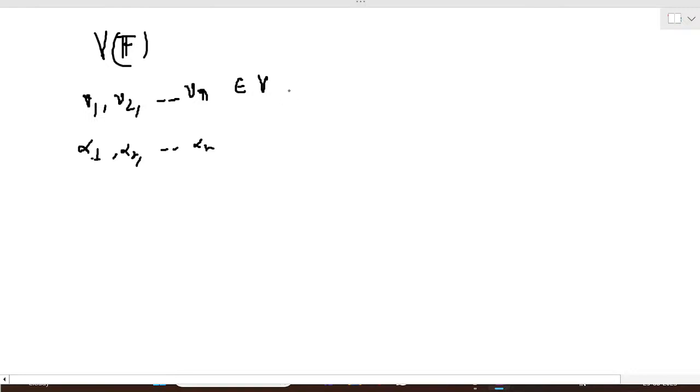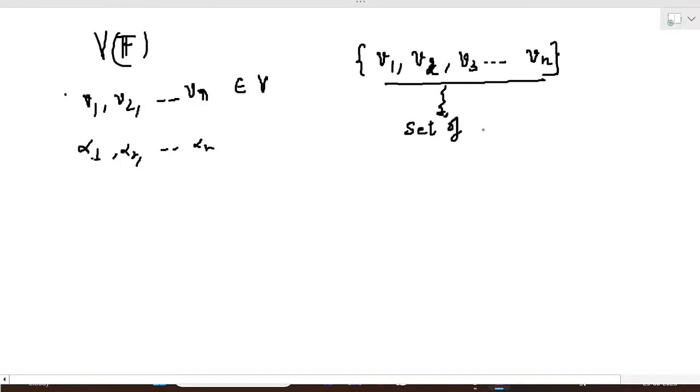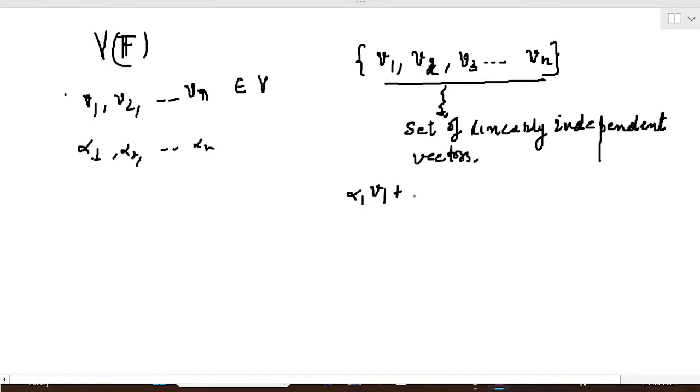I told you that if V forms a vector space over field F, and v1, v2, v3 are all vectors belonging to set V, and there are some scalars alpha 1, alpha 2, up to alpha n, then we say that this set v1, v2, v3, up to vn forms a set of linearly independent vectors when alpha 1 v1 plus alpha 2 v2 and so on up to alpha n vn equals 0 implies alpha 1, alpha 2 and all are equal to 0.